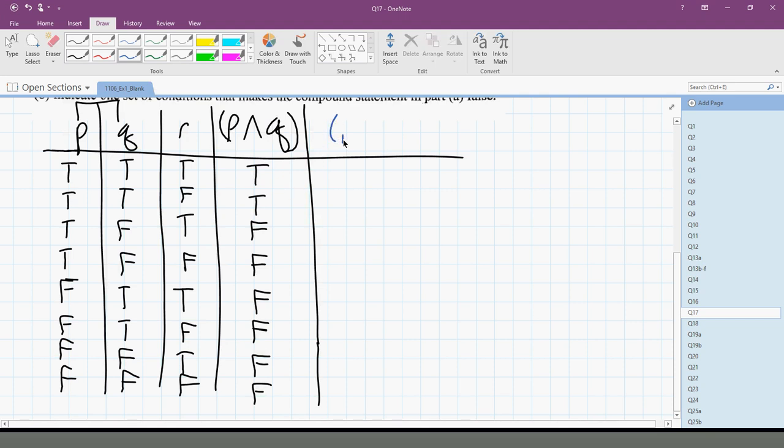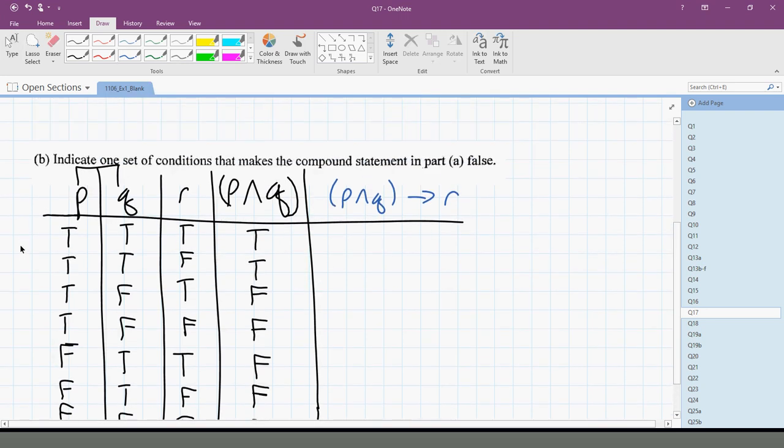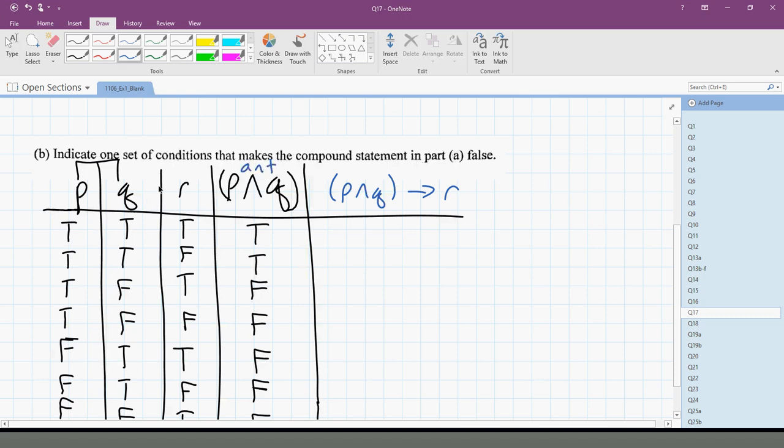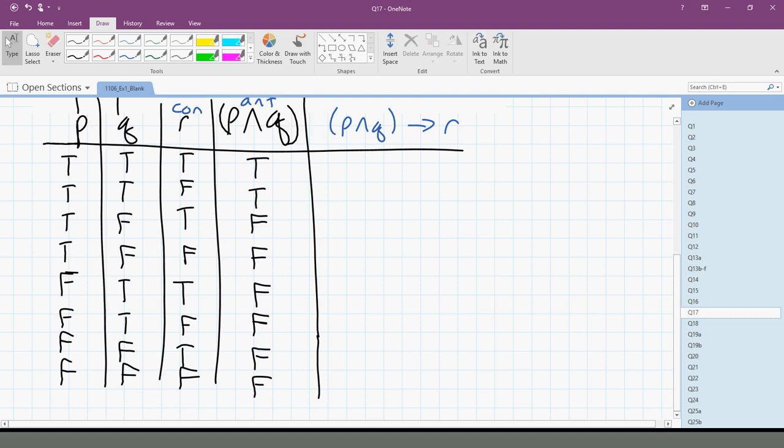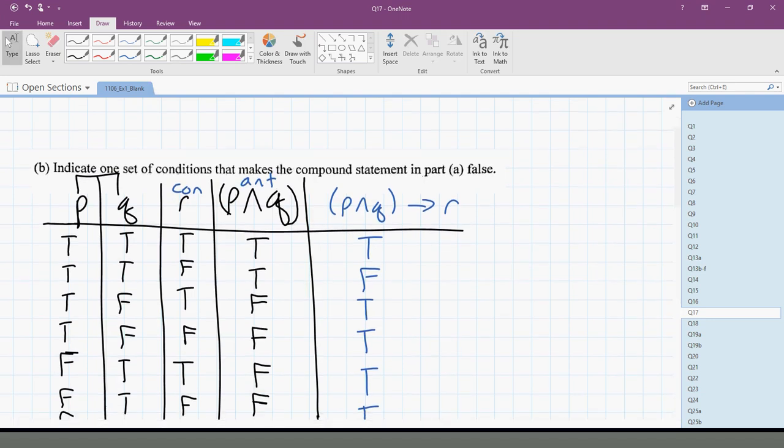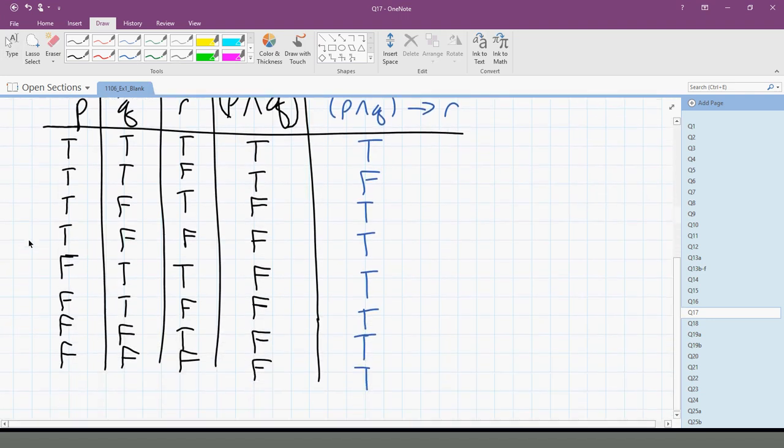And now we do the conditional. So P and Q in parentheses, arrow R. Who is the antecedent, since this is a conditional? And the consequent. No worries. So, again, conditionals are only false when the antecedent is true but the consequent is false. All right, so what does true, true get me? True, because that's not our true, false situation where it is false. What do the rest of them give me now? All trues. True, true, true. So, this is what they want in part A.